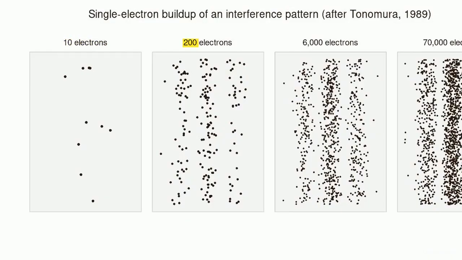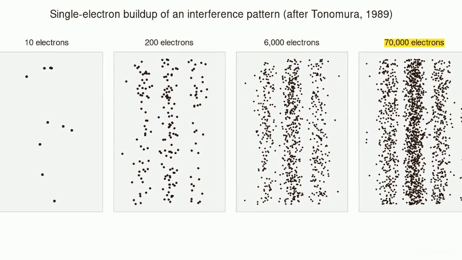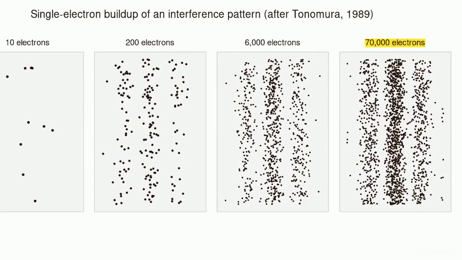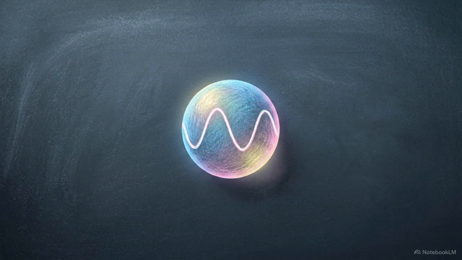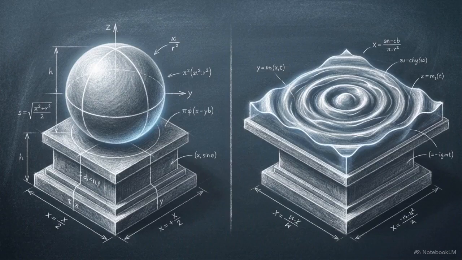At 200 electrons, the impacts begin to show faint clustering. By 70,000 electrons, the dots have accumulated into clear interference fringes of alternating bright and dark stripes. Each isolated particle carries the wave mechanics within its own individual statistics. The pattern is not a collective property of a crowd, but a fundamental feature of the single electron. We are left with a conflict between observations. An electron behaves like a discrete point particle, yet it paints a distribution that only waves can produce.